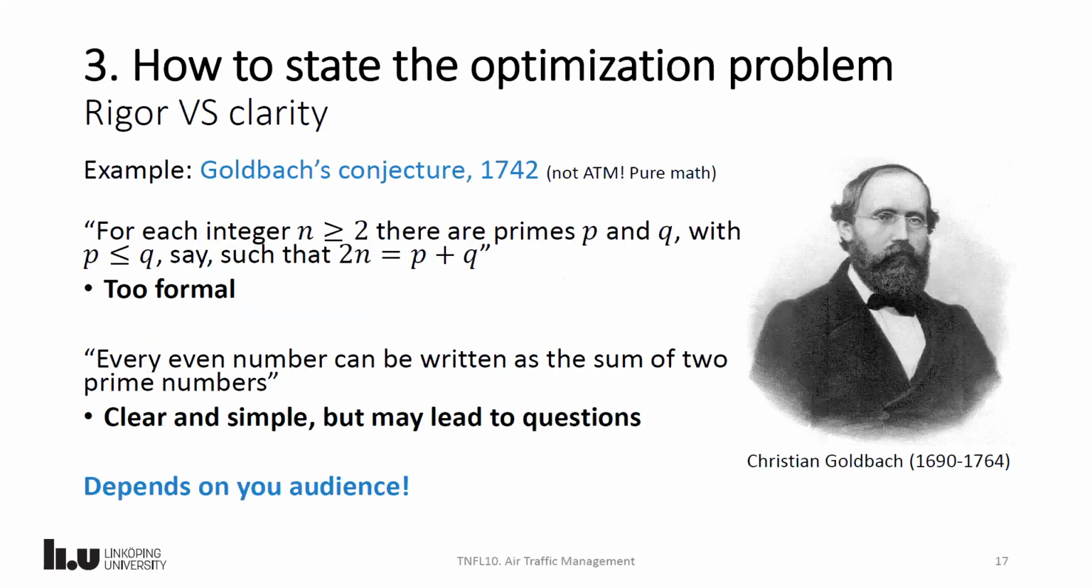So this is an example of what I'm trying to talk about. This is an example that is not related to ATM, it's just pure math. It's the Goldbach conjecture that was stated in 1742. It's one problem that I think is not solved yet, but we have two different approaches to define this problem. So the first one over here would be the rigorous one, and it's this one over here: for each integer, blah, blah, blah, there are primes, blah, blah, blah.